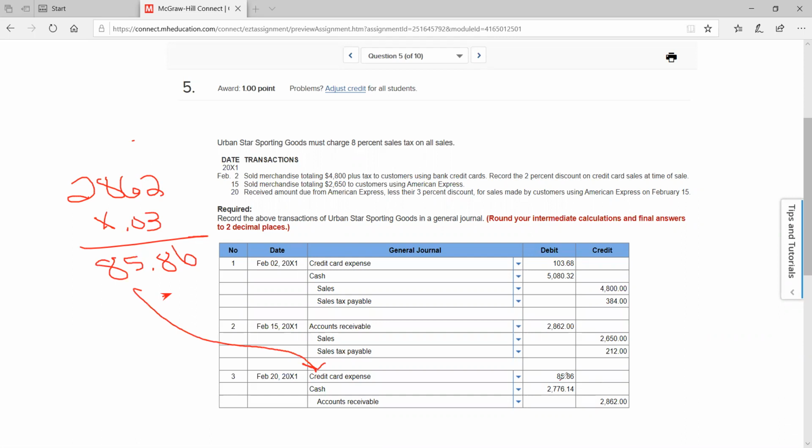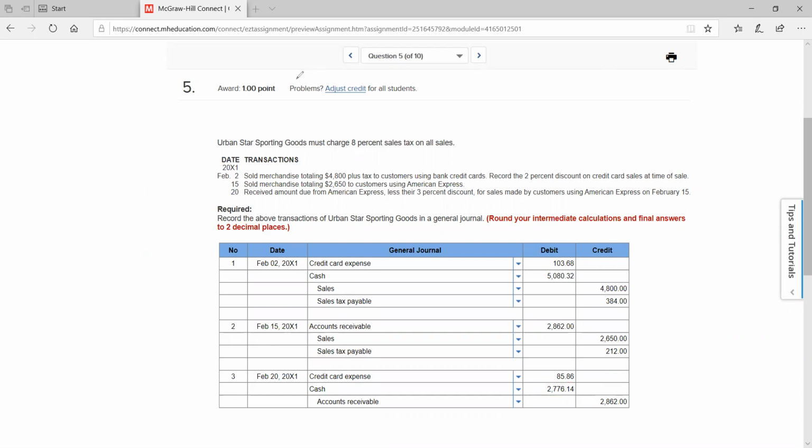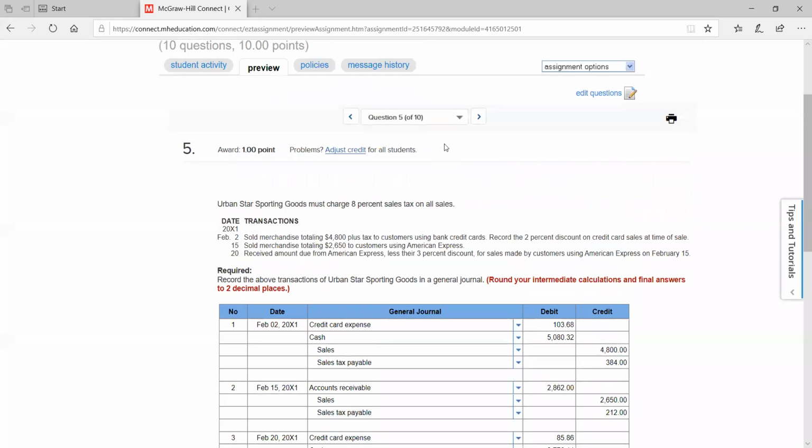We know that essentially this cash number right there, I'm just going to write this in. That's just going to be a plug number so that your debits equal your credits. So practice this one. Let me know if you have any problems with the credit card expense problem. So that's number 5.